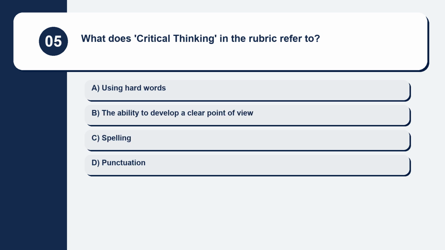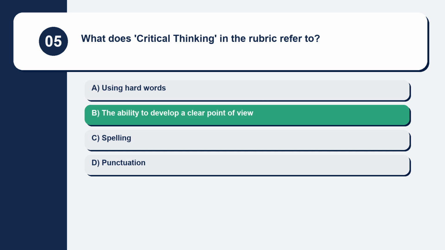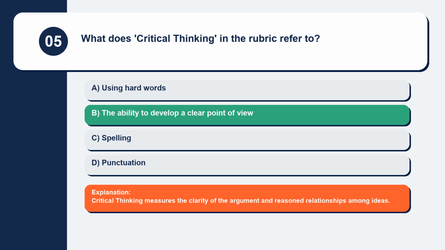Question 5. What does critical thinking in the rubric refer to? Using hard words, the ability to develop a clear point of view, spelling, punctuation. Critical thinking measures the clarity of the argument and reasoned relationships among ideas.